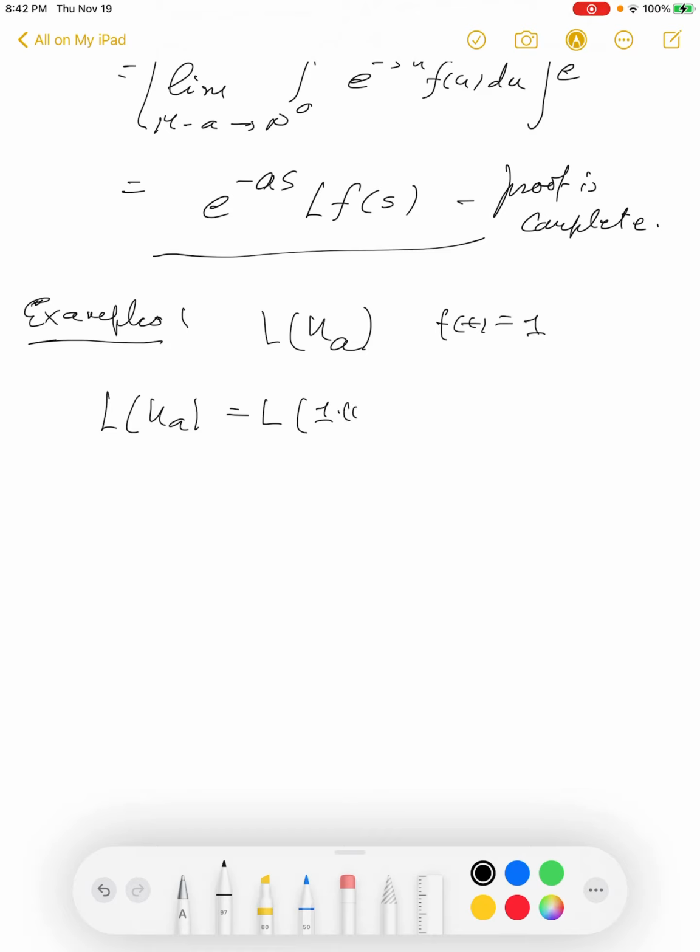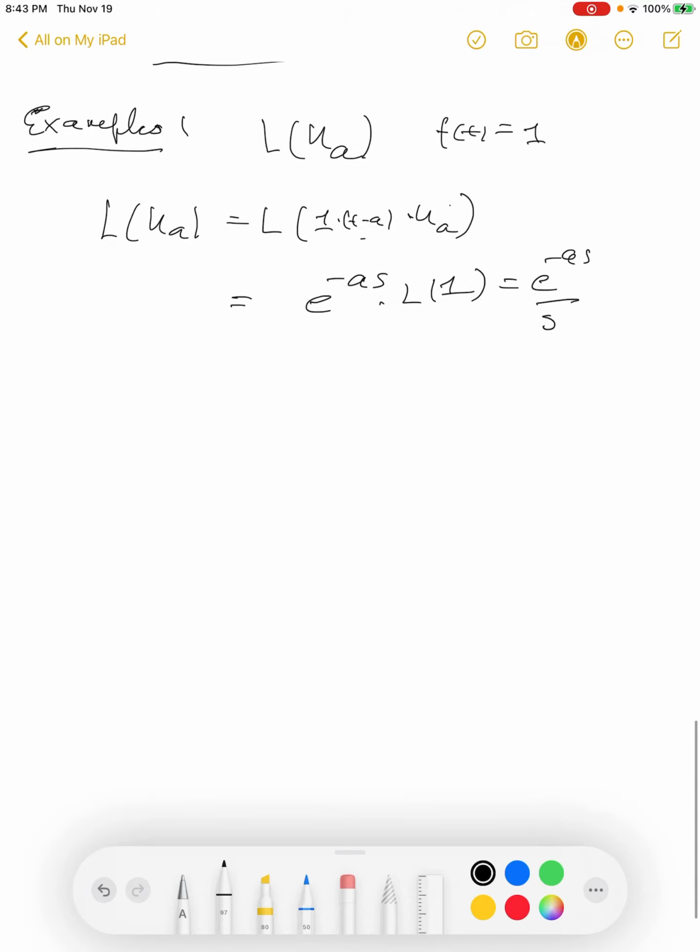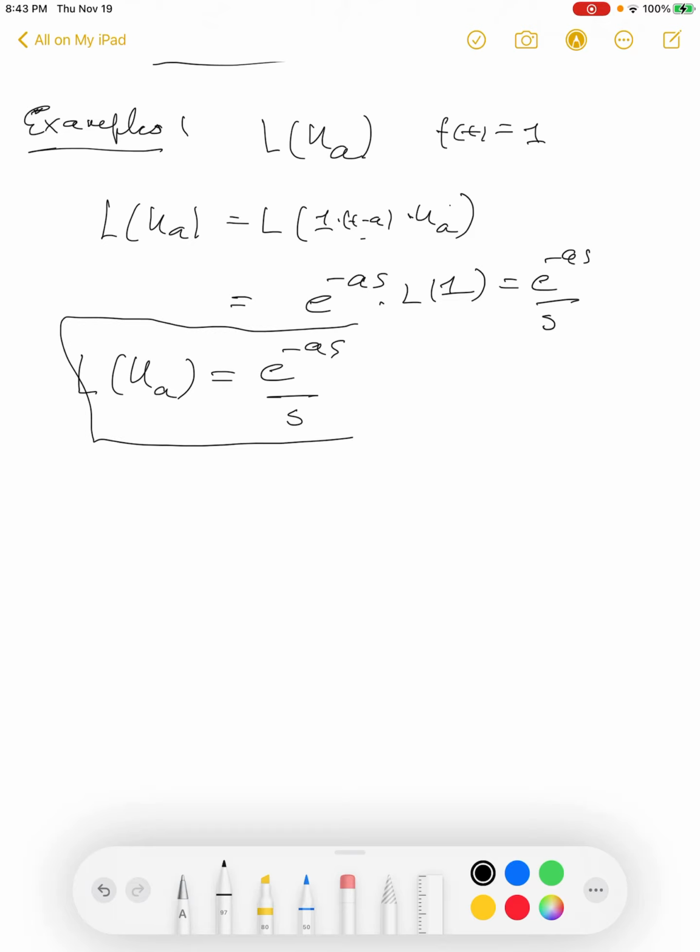So this is f of t minus a times u_a, because f of t minus a is the same as f of t, which is just 1. So by the formula this is going to be e to the minus as times the Laplace transform of 1. And the Laplace transform of 1 is 1 over s. So we get this important formula that the Laplace transform of u_a is e to the minus as over s. This should be added to your table of formulae.